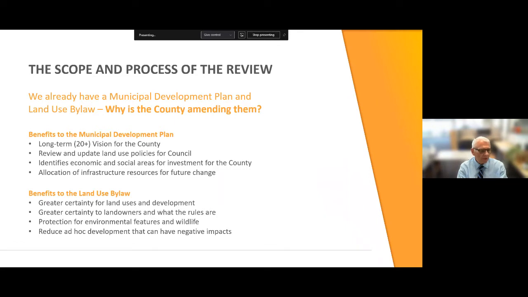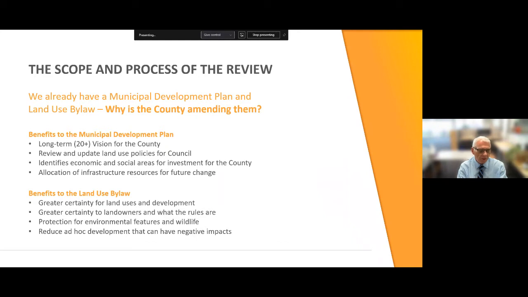When it comes to the land use bylaw, which is sometimes referred to as the zoning bylaw, one of the important things is that we want to provide certainty when it comes to land uses and what land uses are permitted on property, as well as what kind of development we can hope to see in particular districts.